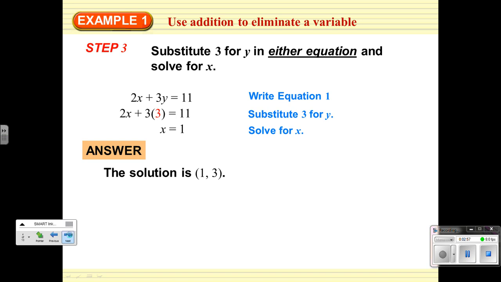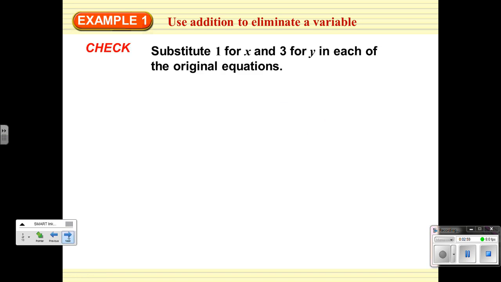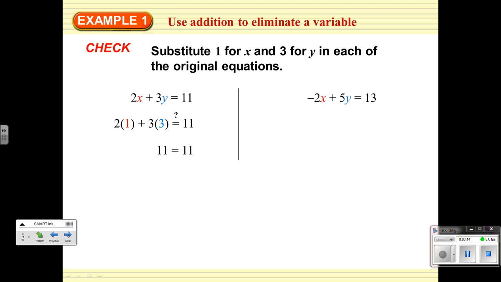I'm not sure if this PowerPoint is going to do that, but yes, it does. So we substitute that back in. And wow, this is really slow right now. Substitute that back in. That side checks. And then we substitute it into the second equation. And this one checks as well. It's going to be 13 equals 13. So we know that the solution we found is correct.